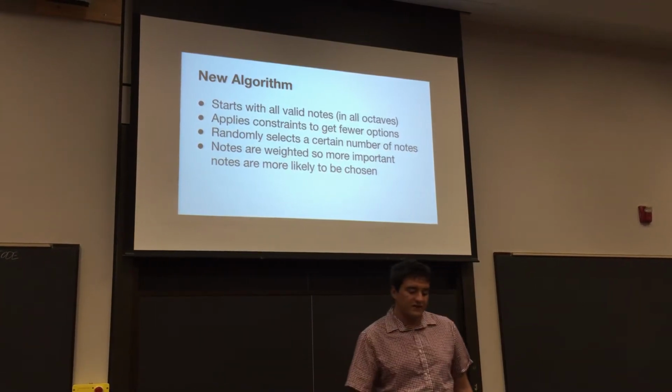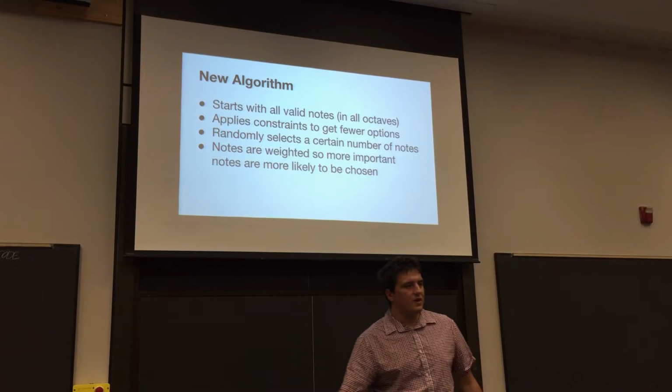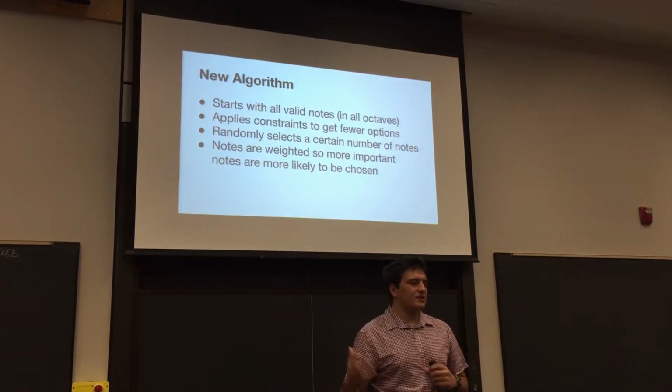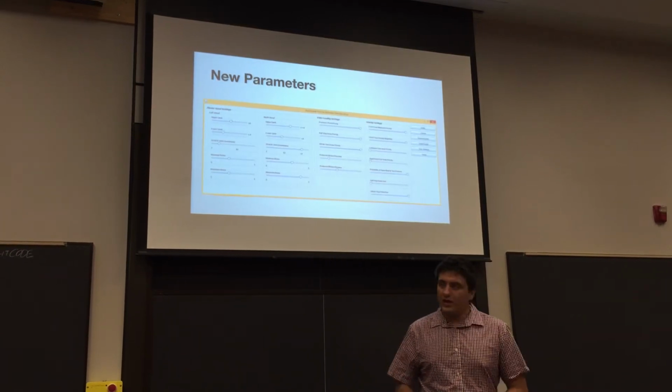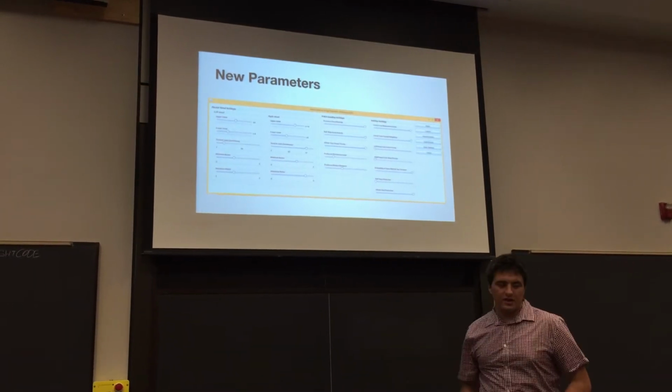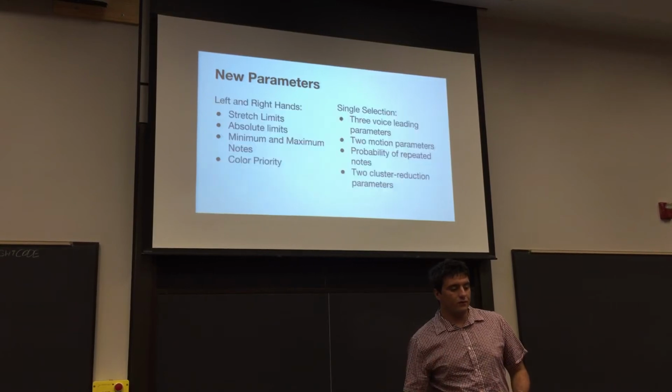So in jazz, like the 3rd and the 7th, so in a C7 chord, an E and a B flat would be more likely to be chosen than a C and a G. But all of them could be chosen potentially. Now, we have many more parameters than the previous algorithm, so you can custom tailor your voicings.